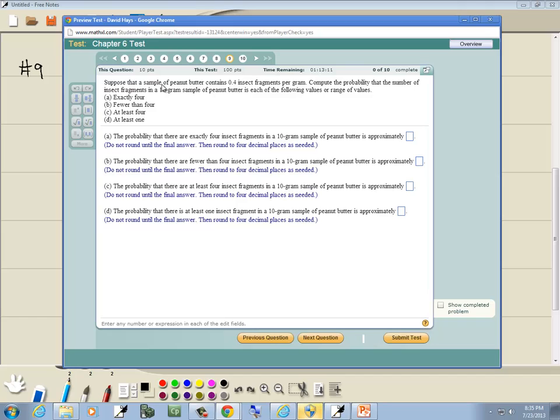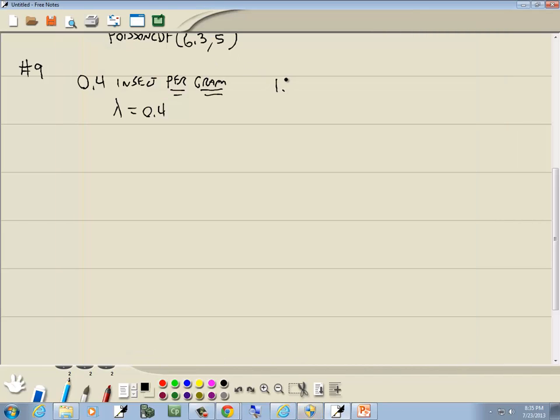Compute the probability that the number of insect fragments in a 10-gram sample. So they're wondering about 10 grams. That's going to be our t, so t is going to equal 10. Now notice grams, grams. See how they tie together? Then we need to find our mean. So we have lambda times t, which is 0.4 times 10, which gives us 4.